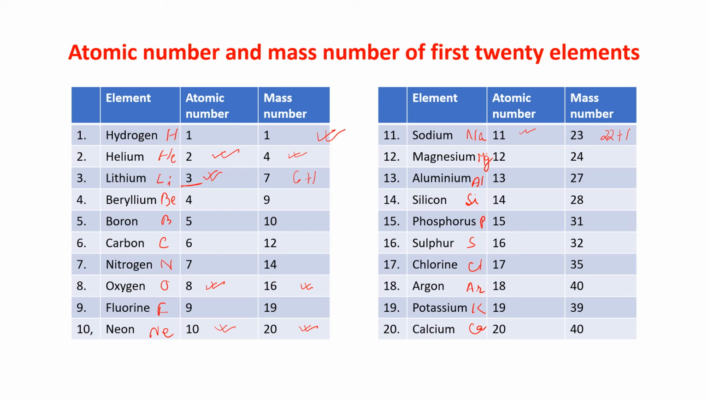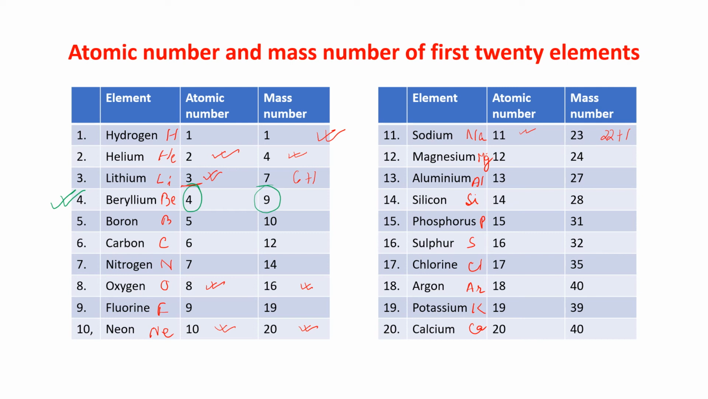Only 3 exceptions are there. The first exception is beryllium. I'm just showing it with the green color. Beryllium is 4th. It is an even number, so it should be just double. So its mass number should be 8, but it is 9. So this is an exception.